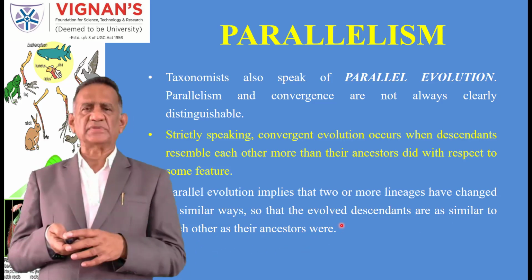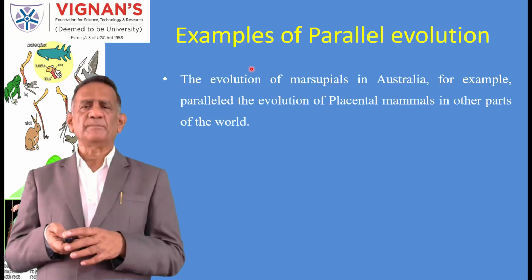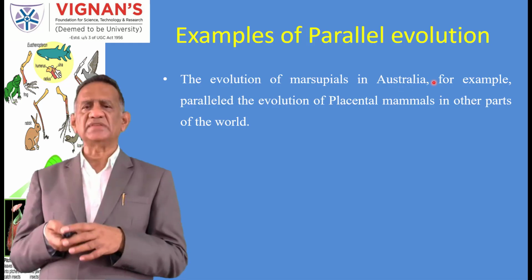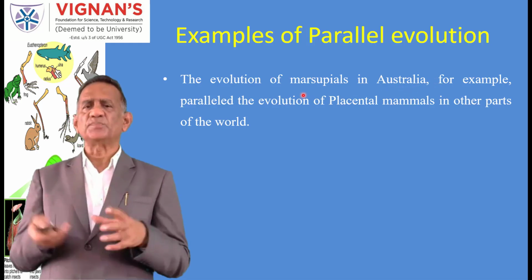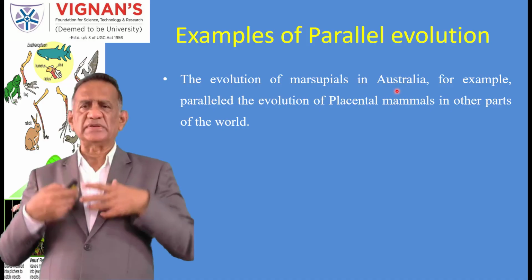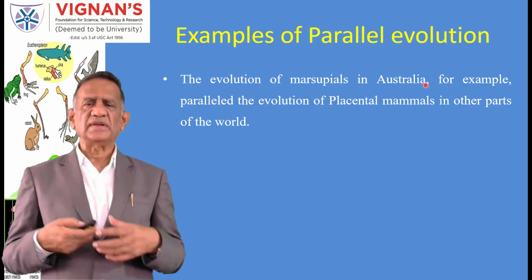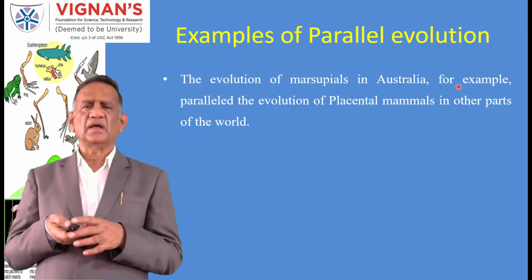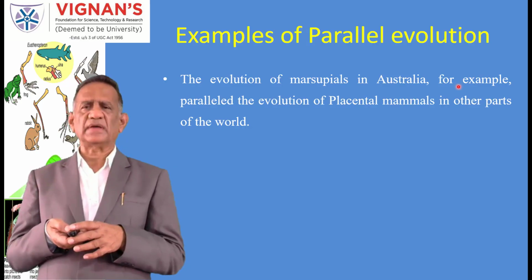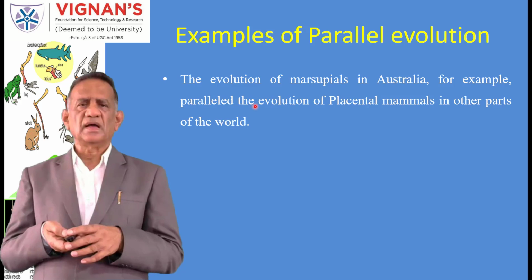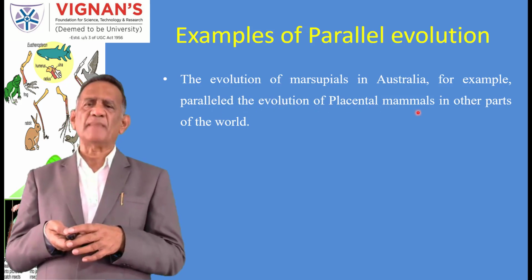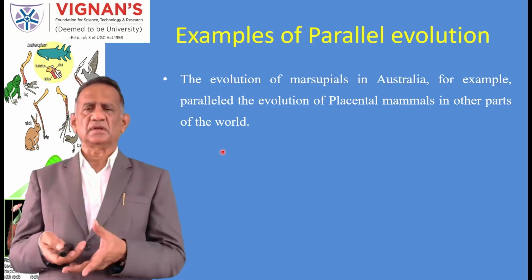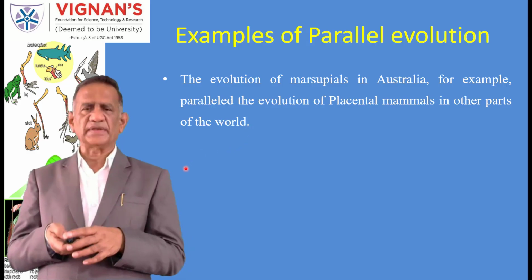Like that it happens. Now let us see the examples of parallel evolution. The evolution of marsupials in Australia. Australia has the marsupials. Marsupials have a characteristic feature: a pouch ventral to the abdomen. This pouch keeps the infant. This is parallel to the evolution of placental mammals in other parts of the world. Placental mammals give birth to the offspring.